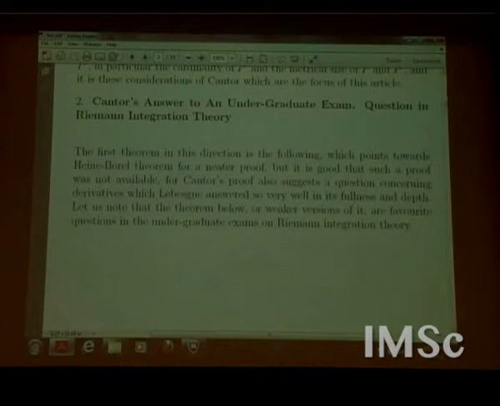And see my title of this section. I'm saying here, Cantor's answer to an undergraduate exam question in Riemann integration theory. When I was a student at least, we used to look at many different papers from many different universities, including Madras University, to see what kind of questions they ask. In the library there would be a book of Madras question papers. Riemann integration with finitely many discontinuities is easy, but this is some kind of sophisticated question in that setting.